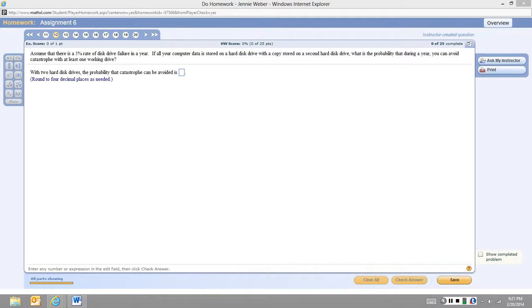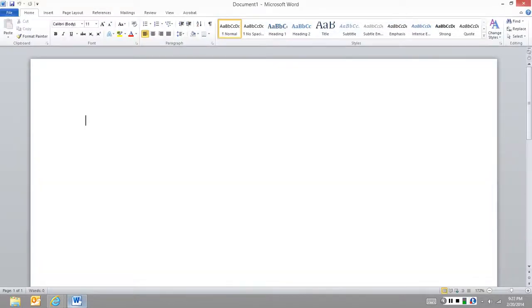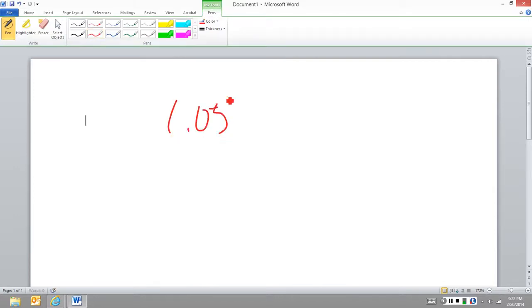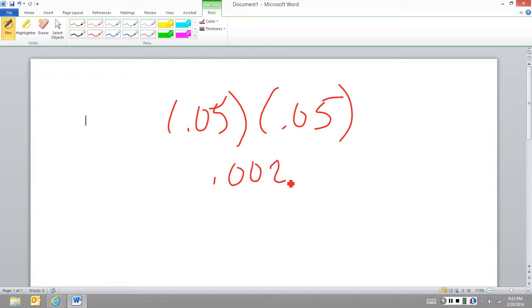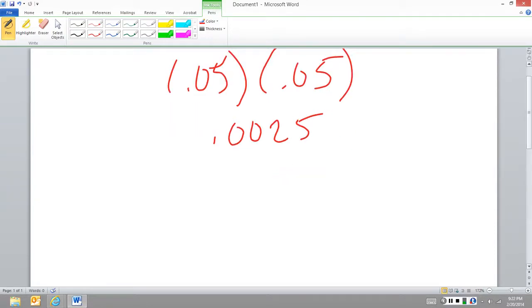So let's open this up. Our probability is, let me write, 0.05, right? That's the probability of one of them failing. The probability of a second one failing is going to be 0.05 as well, because these are independent events. One doesn't affect the other. The probability of both failing in a year is this, 0.0025, 0.05 times 0.05. So the probability that this won't happen, the at least one, is simply 1 minus 0.0025.